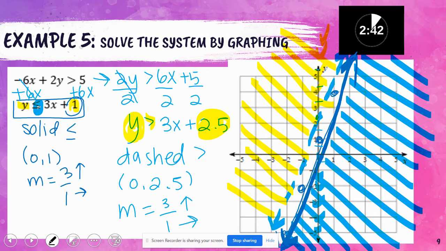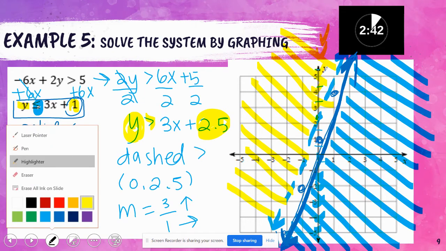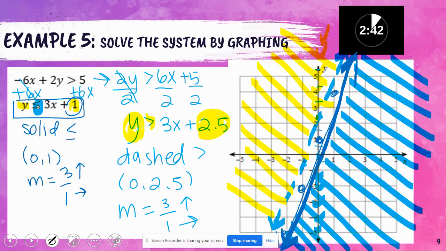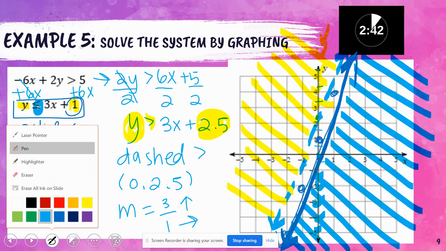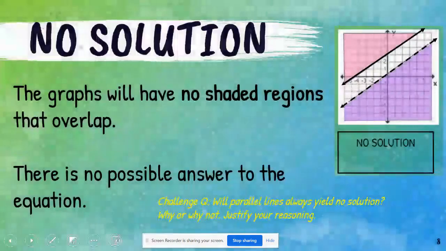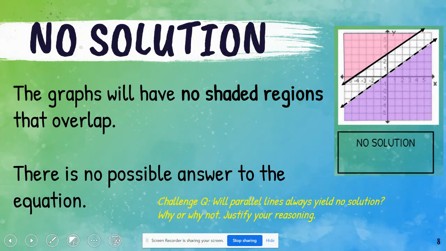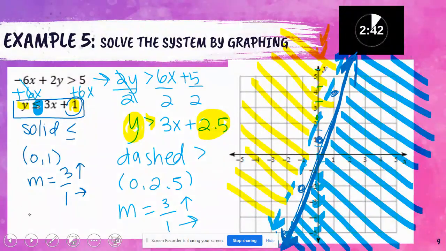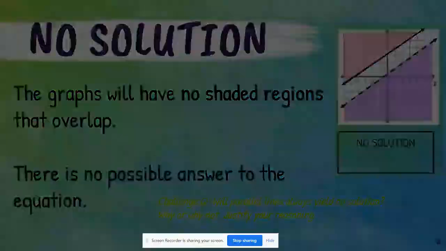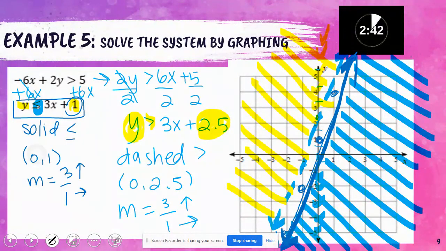And since we can see in this graph that there is no overlap between the shaded regions, there is no solution. This system has no solution, because the graphs have no shaded regions that overlap. So we would just simply say that we have no solution.